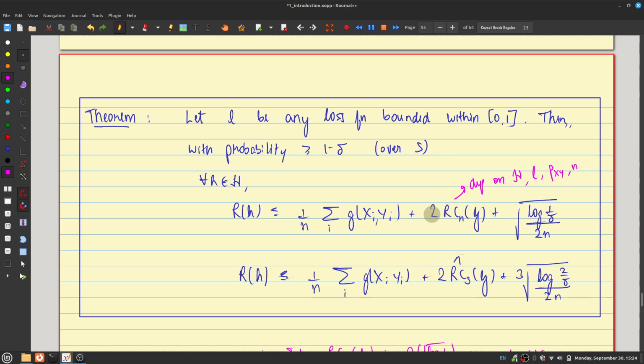The way it depends on Pxy is through this quantity, the Rademacher complexity. Right? For a different Pxy, this quantity differs, so the overall bound also changes. But that's okay, because all of the dependence of this bound is fully captured by this single term, the Rademacher complexity. Does that make sense?